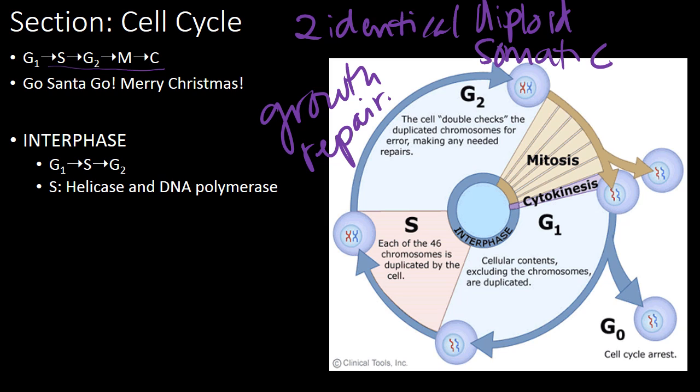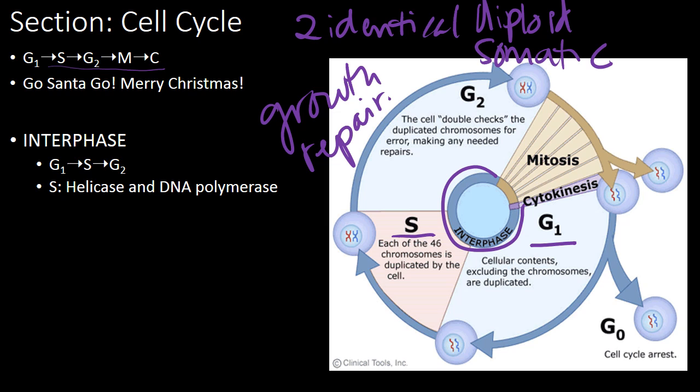Alrighty, so G1, S, and G2 can all be condensed by calling it interphase. So interphase is going to be these 3 parts of the cell cycle right here. For the S phase, there's something we do need to talk about, how it happens. For S phase, I'm copying my DNA. So in G1, I'm just copying organelles. In S, I'm actually copying my DNA. Why do I do this?